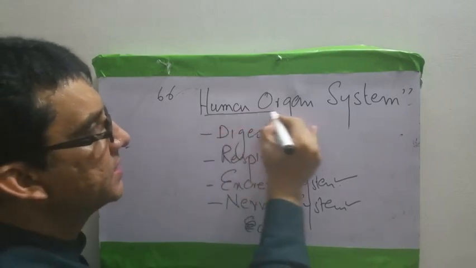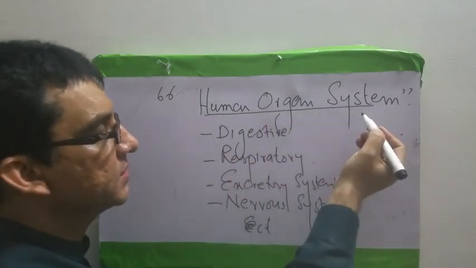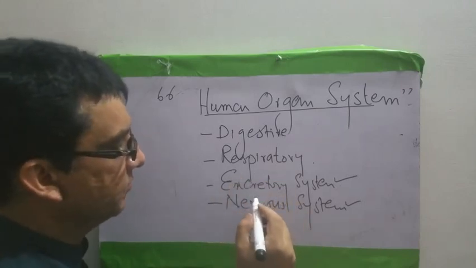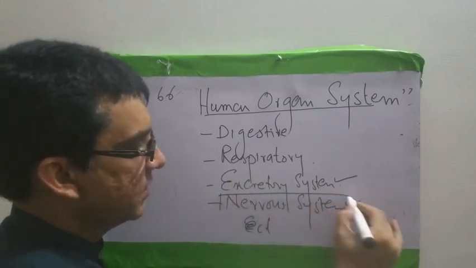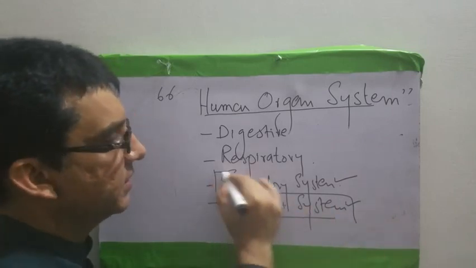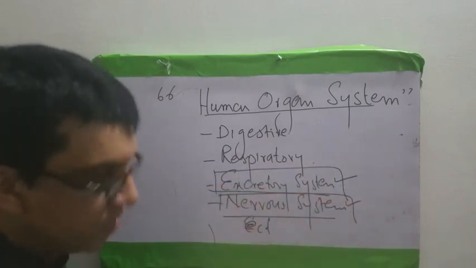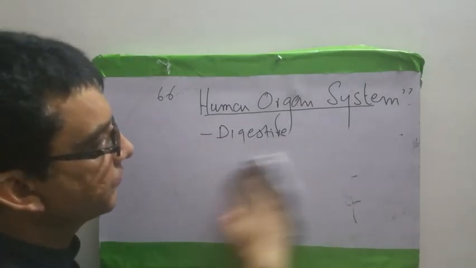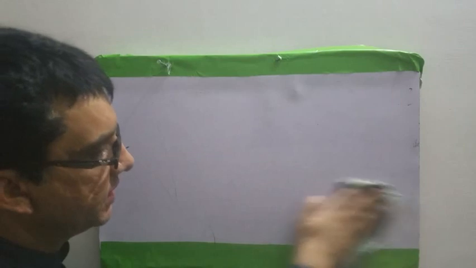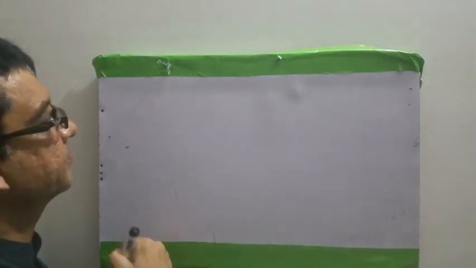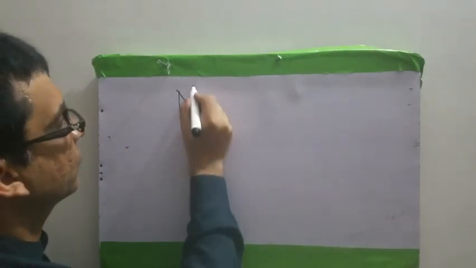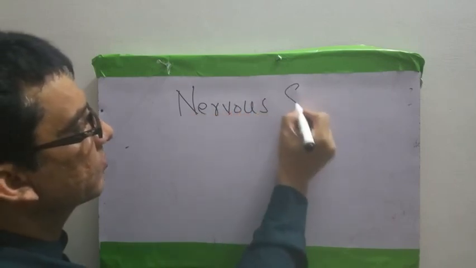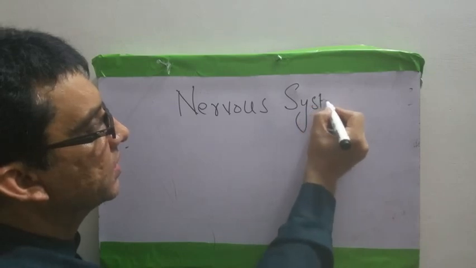So what is the human organ system? In this chapter we will discuss two organ systems: first of all the nervous system, and another is the excretory system. So first of all we are going to discuss the nervous system.